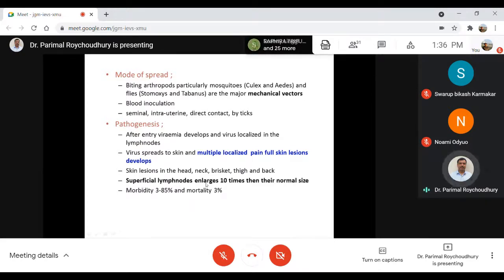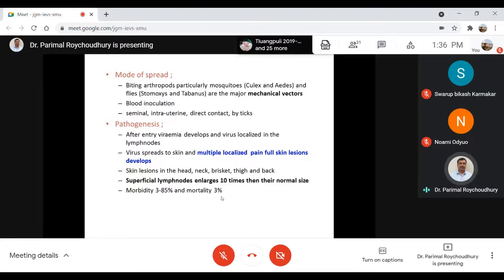So the superficial lymph nodes enlarge. Sometimes they grow to 10 times the normal size and become very visible on the skin surface, as in the previous slide I showed you. As I said, the mortality goes up to 3%, not very high. It is a self-limiting disease. After 2 to 3 weeks, the animals will recover.